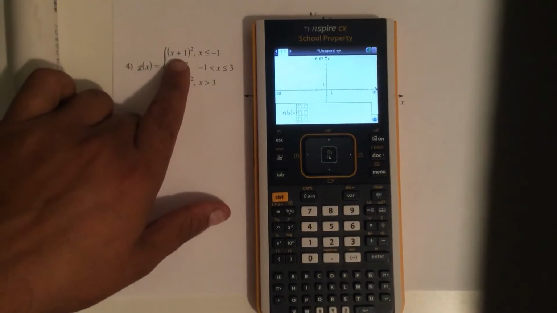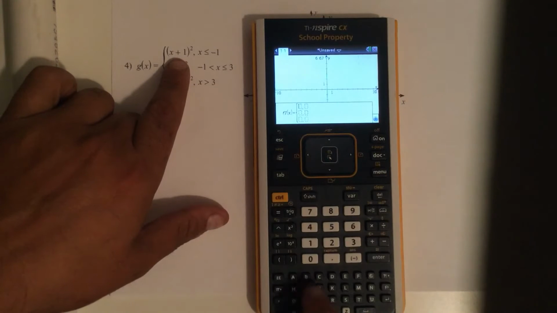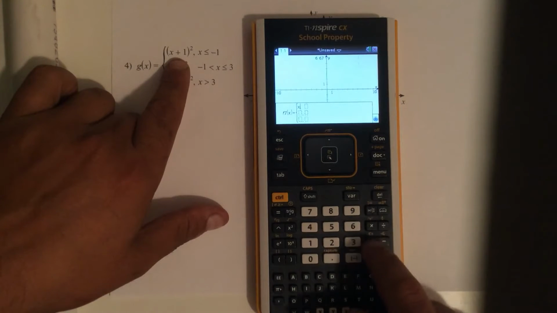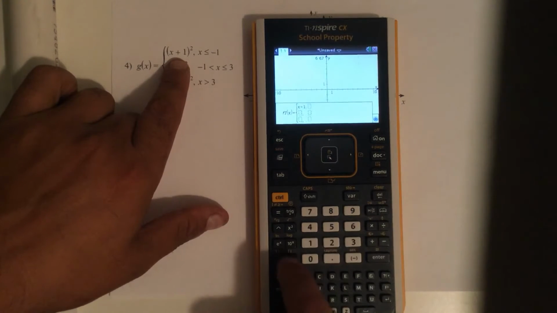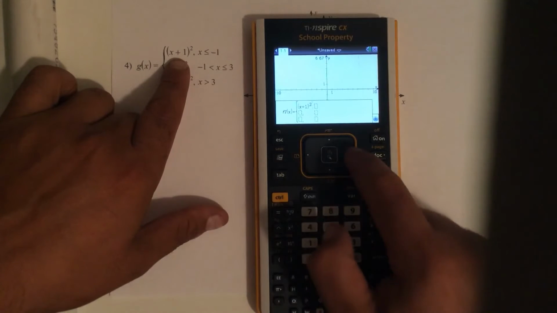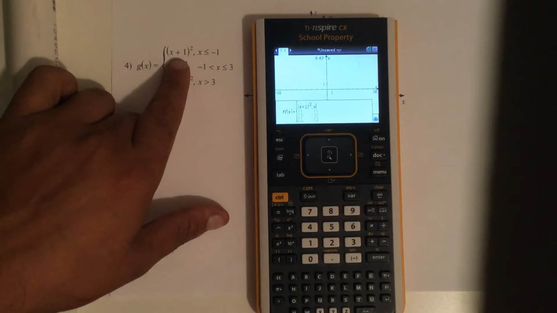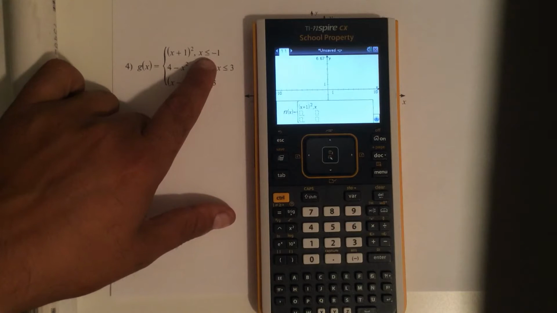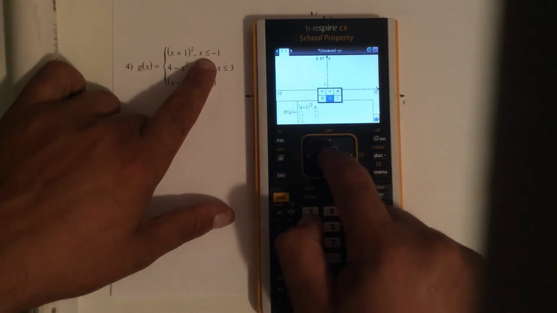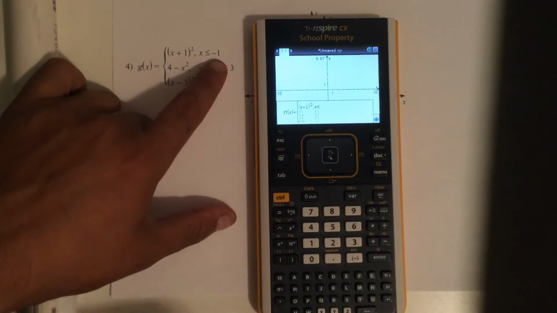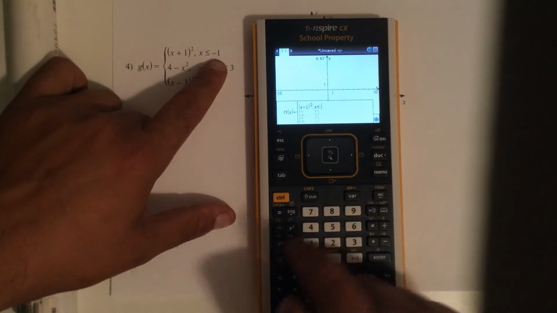Now we're going to go ahead and graph our functions. It's on the first one there, which is x plus 1, close parentheses, squared. We're going to go to our thing here, which is x. Then we have to put less than or equal to, which is in our control equals. Less than or equal to negative 1.